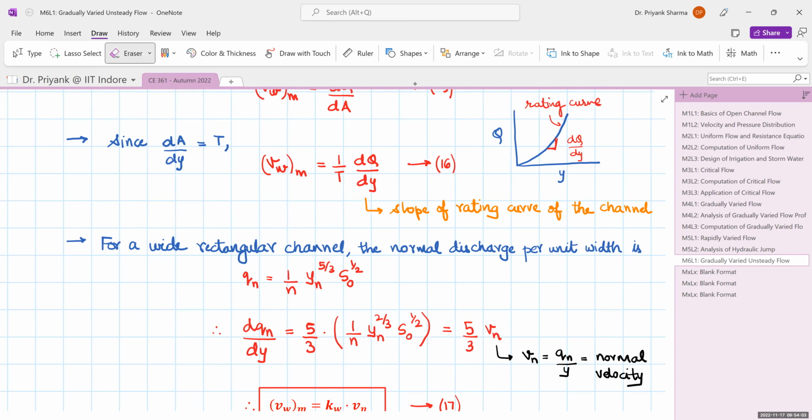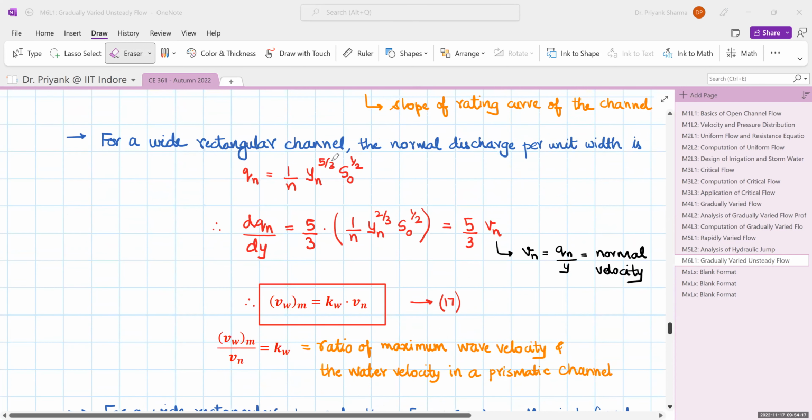Now, if you consider a wide rectangular channel and you compute the discharge per unit width using Manning's equation, you have q is equal to 1 by n y raised to 5 by 3 S naught raised to half. You have a wide rectangular channel, so your R becomes y. Just differentiating this equation, you have 5 by 3 into 1 by n y raised to 2 by 3 S naught. Now what is this term? This term is the velocity, or normal velocity. So this is V_w equal to K_w into V_N.